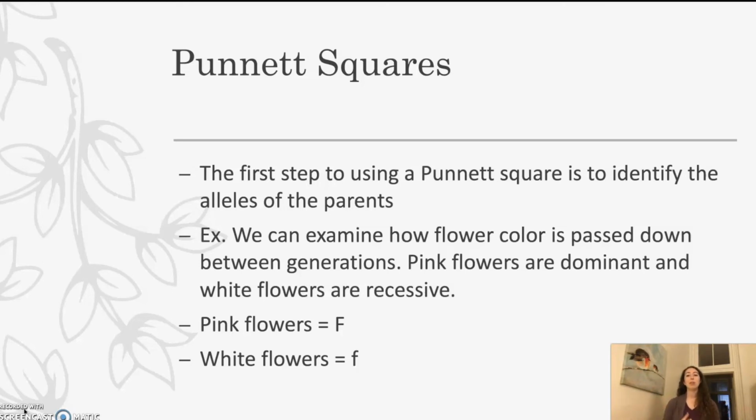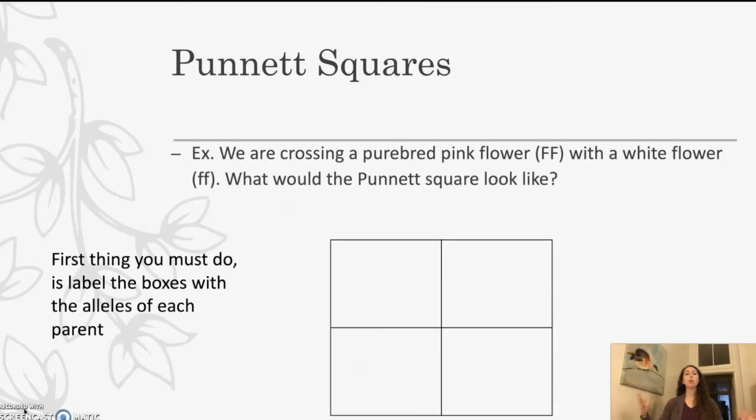So we can examine how flower color is passed down between generations. Pink flowers, we just saw, are dominant, and white flowers are recessive. So we're using that same example again. Pink flowers, that capital F, white flowers, that lowercase f. We're going to cross a purebred, using this vocab term, purebred. I also want you to think, what was that other vocab term that also meant purebred? Give you a second. You said homozygous, you got it. So homozygous or purebred pink flower.